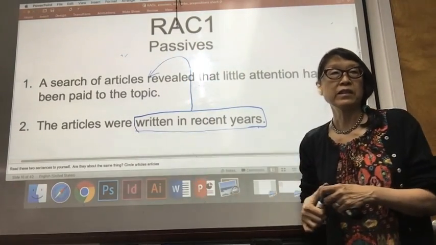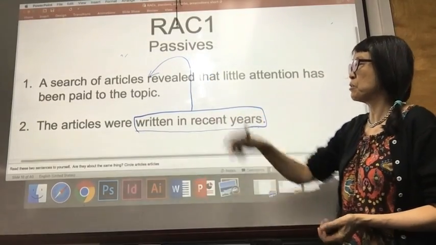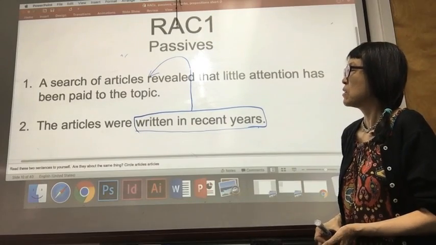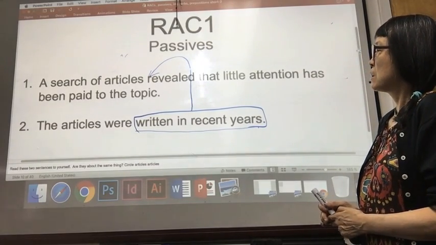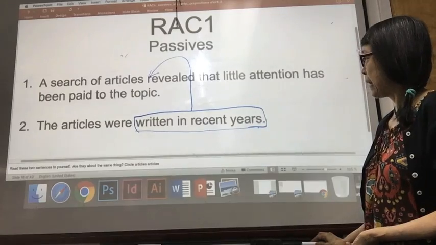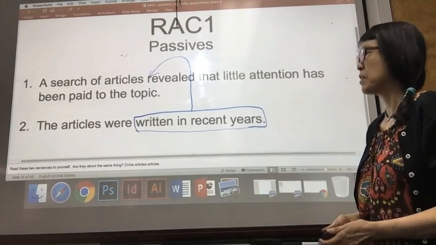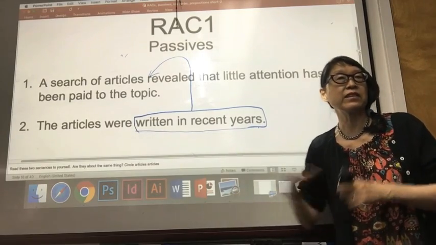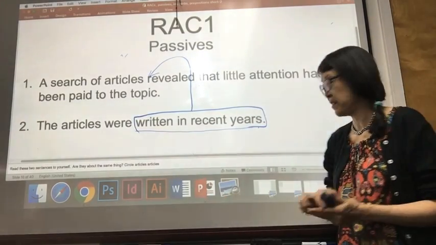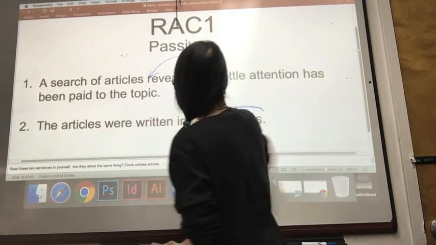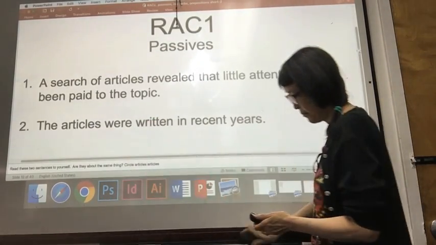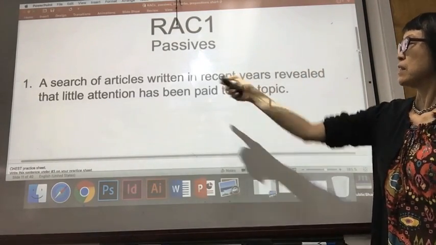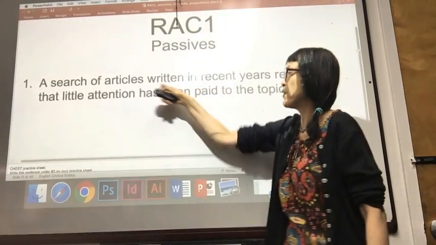Okay, now let's see. Yin, can you read the sentence to us now with the reduced adjective clause? A search of articles written in recent years revealed that little attention has been paid to the topic. Okay, so we can combine sentences. We don't need to use so many short sentences, and it sounds much better when we do combine them, right? And there's our sentence. Reduced adjective clause using the passive verb form.